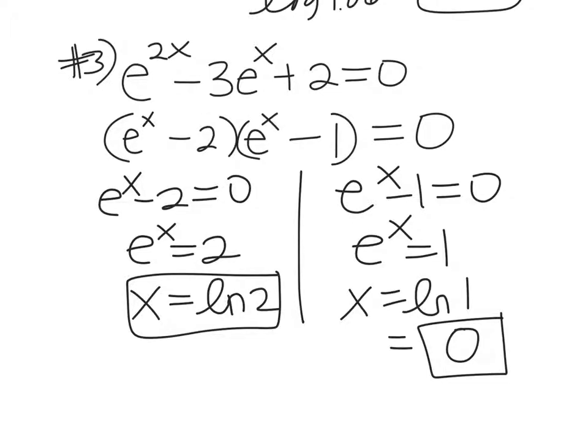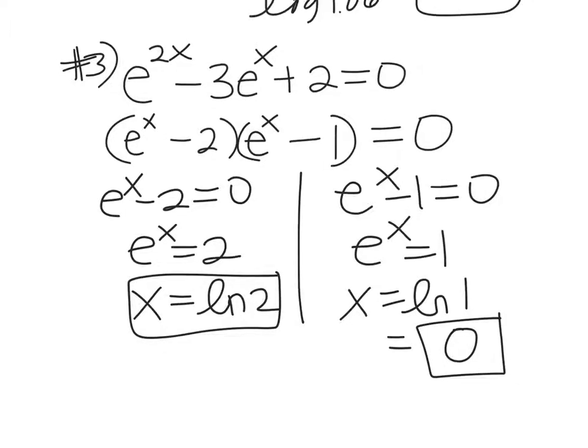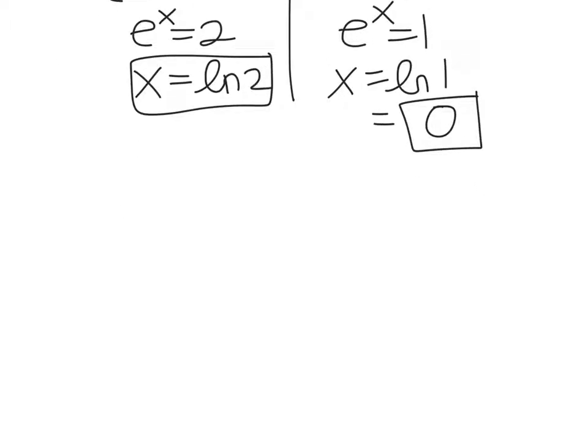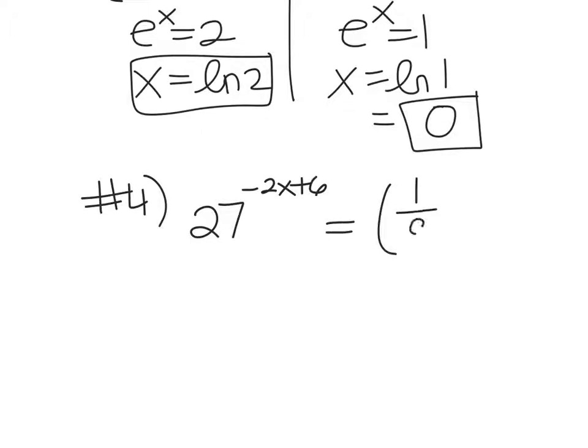All right, let me see. What else? Oh, this one's so good. This one's interesting. Number 4. Here we go. This one you haven't done either, but it's the same idea. So, all right, suppose you have 27 to the negative 2x plus 6 equals 1/9 to the 5x. Oof.